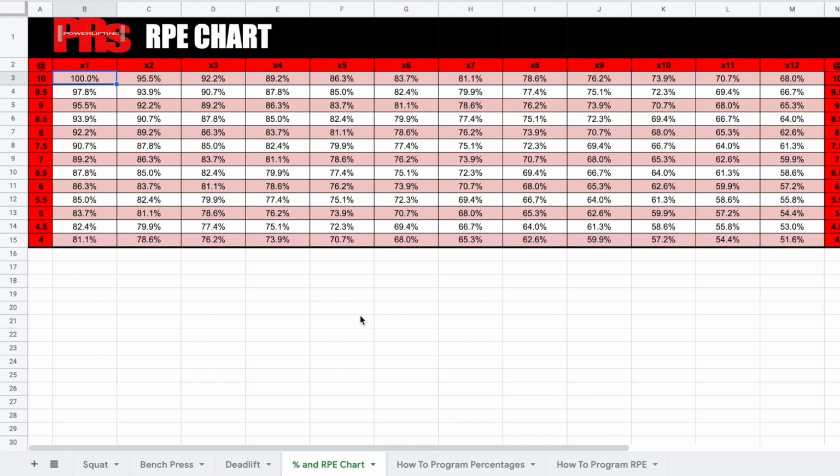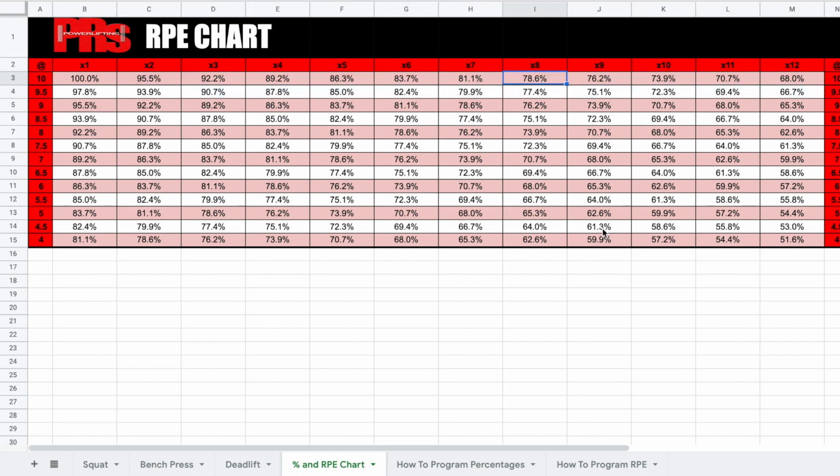It's just that RPE allows a little bit more autoregulation, because just because it says that 6 reps should be 83.7%, one, your 83.7% is going to be different day to day based on your strength levels. And then two, everyone's a little bit different for what these numbers are. These are not perfectly accurate.